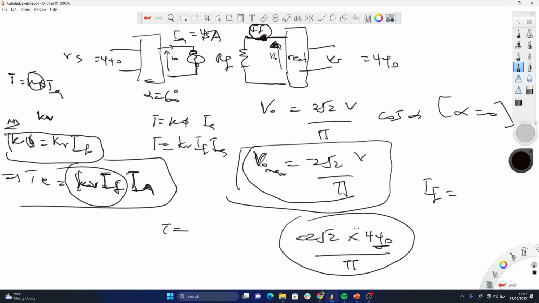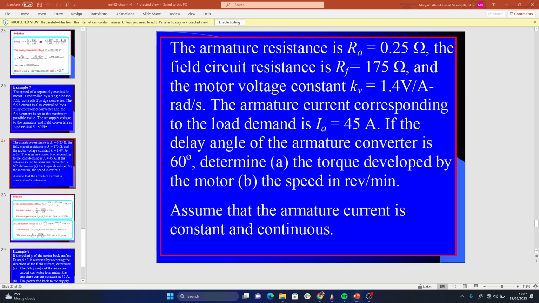I'll find my IF to be this VF over RF, 175. So let's do it together. Let's do 2 root 2 times 440 over pi. So that's 396.14 over 175, divided by 175. So my IF is 2.26. Once I know my IF, find my torque. KV was 1.4, IF is 2.26, IA was, I think, 45 amps. That's how I'll compute my torque.